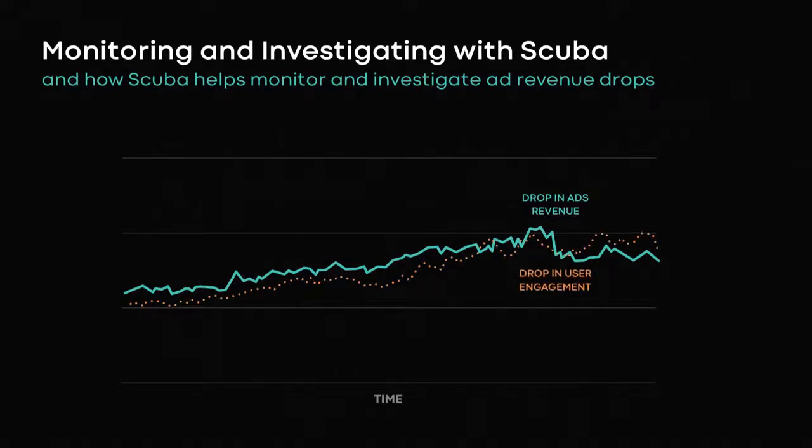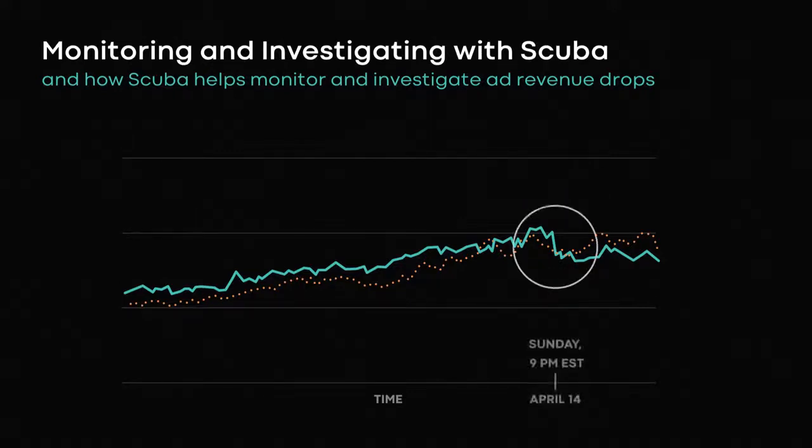And this correlated with a drop in user engagement on Facebook. Strange. What could have led to this dip in user engagement, especially given that it was a weekend? Does anyone want to take a guess? What event could have occurred on April 14th, which is a Sunday, at 9 p.m.? No? Any other guesses?